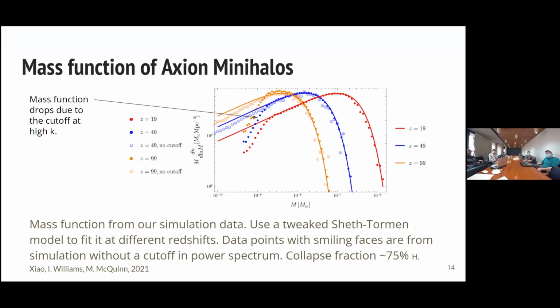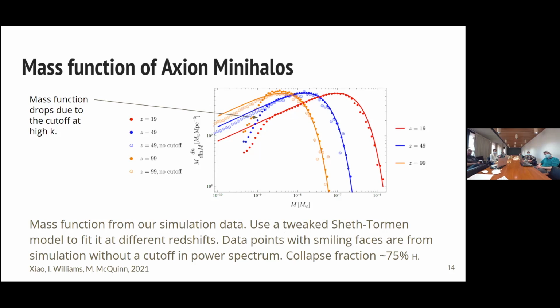Okay, now I can show you the result of the mass function. The data points are the mass function from our simulation data, and we also used a tweaked Press-Schechter to fit the mass function at different redshifts. And you can see it doesn't work really well at the low mass end, but actually we ran another simulation using a Poisson spectrum without a cutoff, and it agrees better.